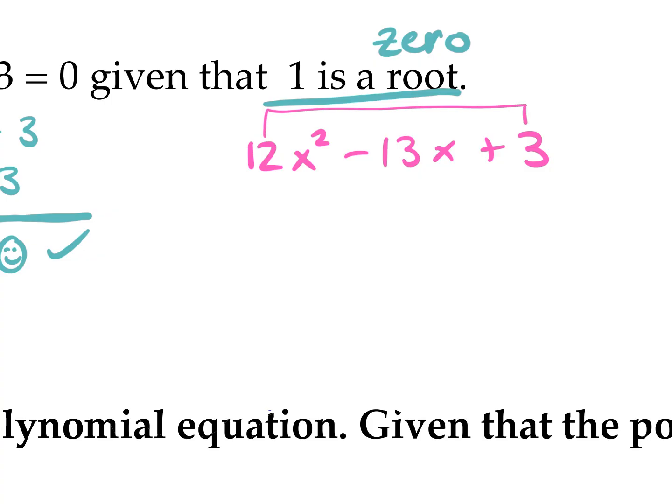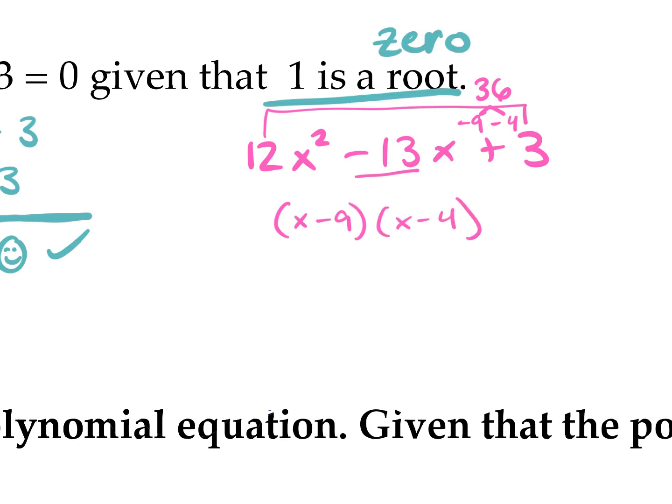Awesome. Multiply the first times the last. I still didn't give myself enough room here, but we'll make it work. 12 times 3 is 36. What are two factors of 36 that add to negative 13? Awesome. Negative 9 and negative 4. So this is going to factor into x minus 9 and x minus 4.